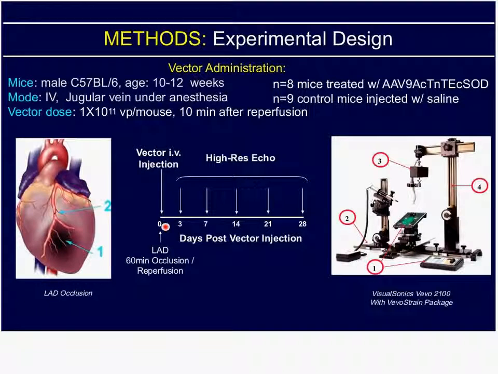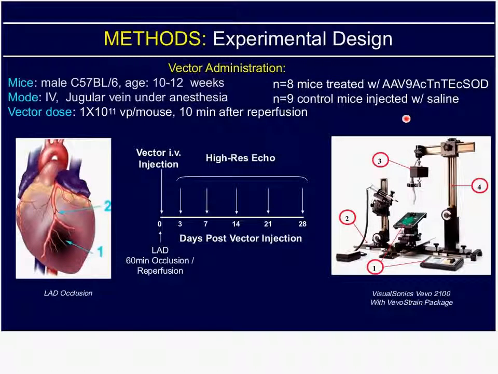Since it is an LV remodeling study, we used an extended coronary occlusion, that is 60 minutes, and that's perfect to get a large and reproducible myocardial infarct. We typically look for infarcts that involve 30 to 50% of LV mass, so that we're well above that 24% cut point. And we applied the Vivo 2100 to do high-res echo at the following time points after reperfusion, that is 3, 7, 14, 21, and 28 days.